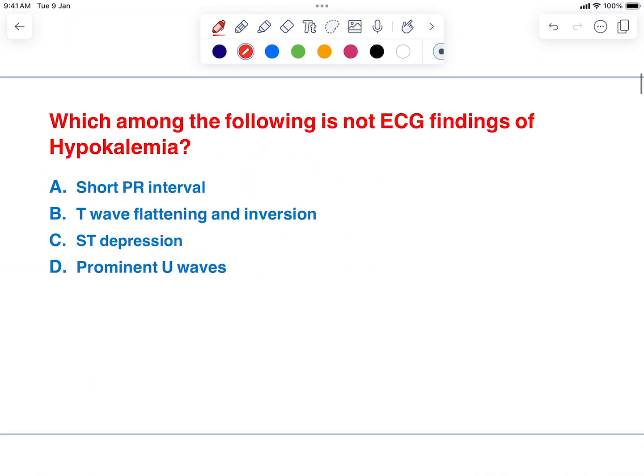So the question can be, which among the following is not an ECG finding of hypokalemia? The options are short PR interval, T wave flattening and inversion, ST segment depression, and prominent U wave. So among the options which have been given to you, the one that you don't see in patients with hypokalemia is the short PR interval, which will not be there.